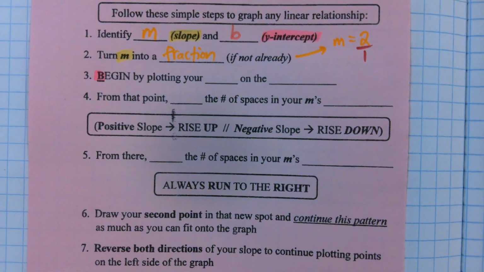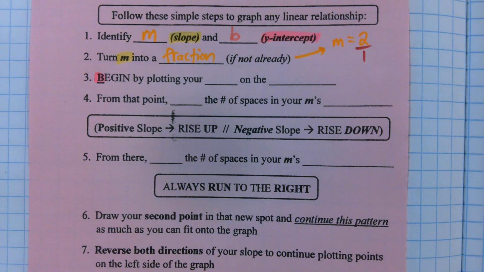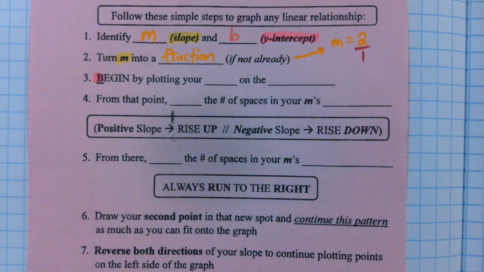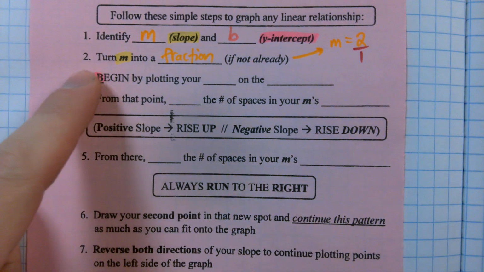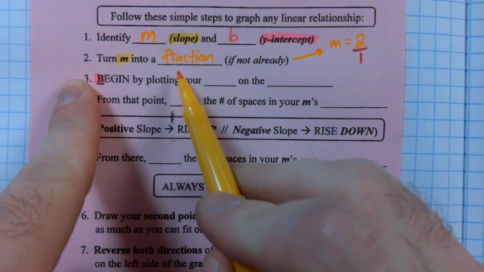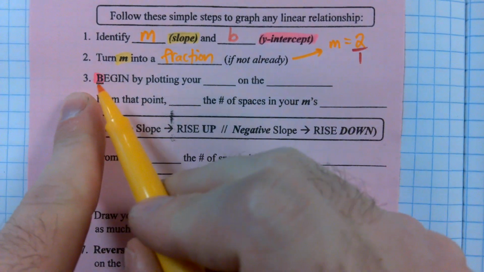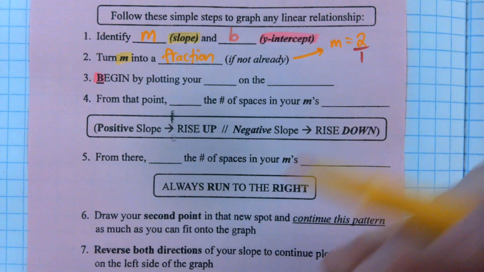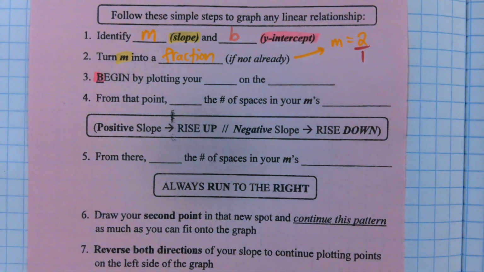And this is why all year I've been saying, I hate decimals. Decimals are ugly. Because now we need our slope to be a fraction. So I wanted your brains to be used to seeing fractions and using fractions for this exact reason. Okay, again, we're not being efficient. So we're going to turn m into a fraction if not already. Then we're just going to start graphing. No plugging in, no math, no solving, none of that.